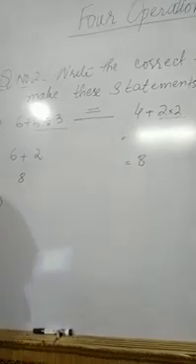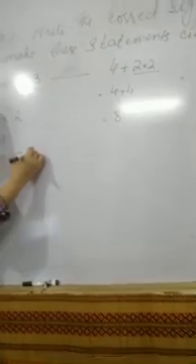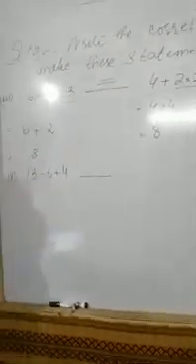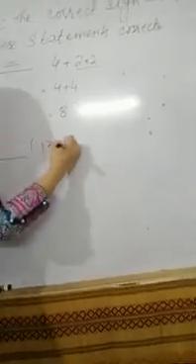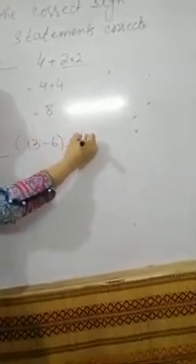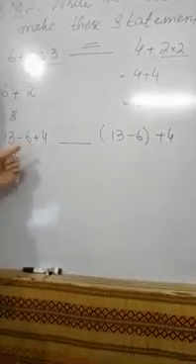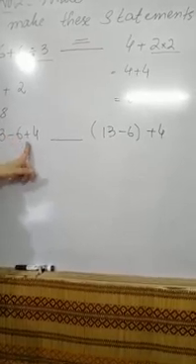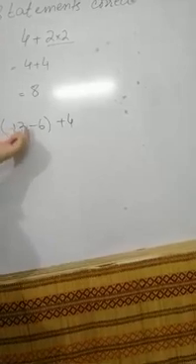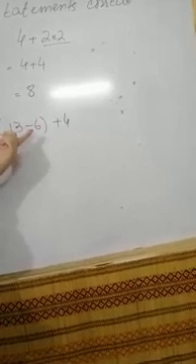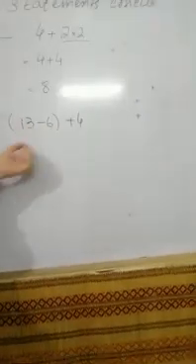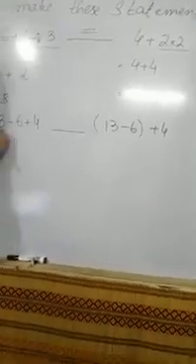In question number 4, the statement is 13 minus 6 plus 4. And this is 13 minus 6 plus 4. Here we have to apply the left to right rule because only the two operations, subtraction and addition, are present. And here we apply the BODMAS rule because although the addition and subtraction are present, the brackets are also present. So first of all, we have to do the subtraction.